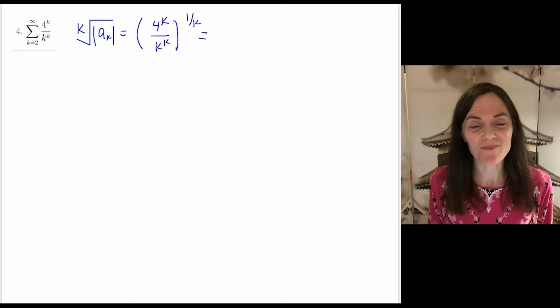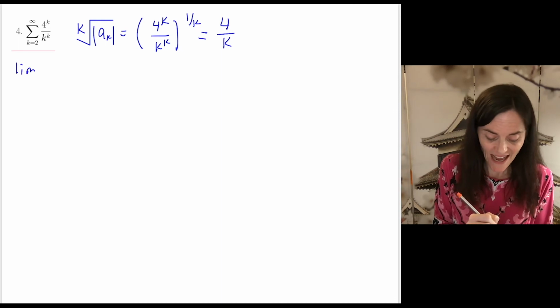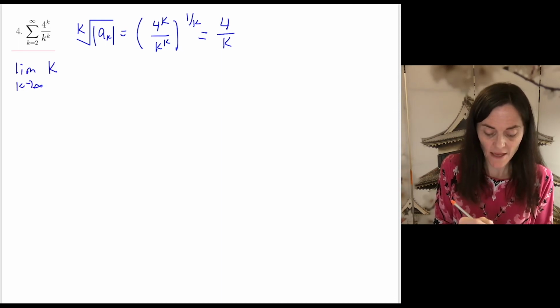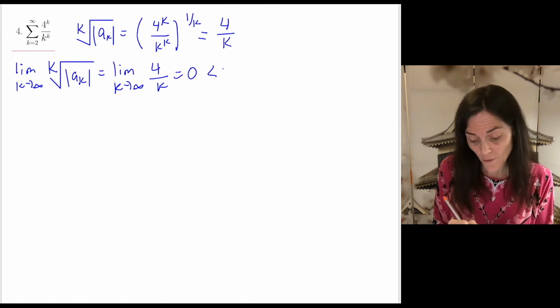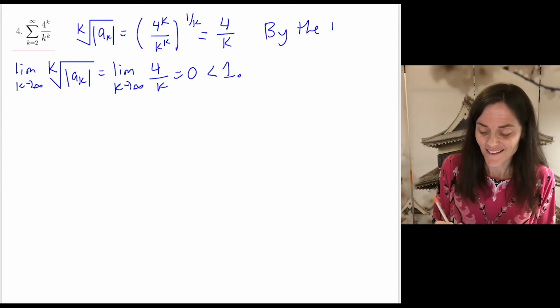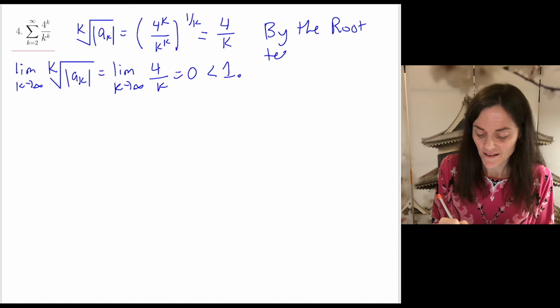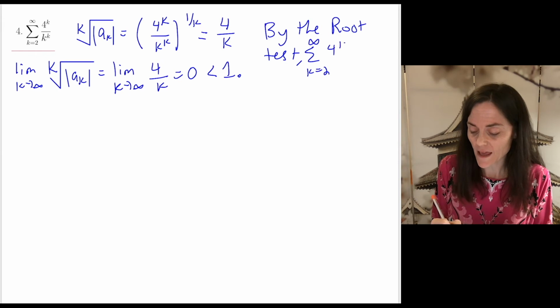We use properties of exponents. This is 4 over k. Then I take a limit as k goes to infinity of the kth root of the absolute value of a_k. And this is the limit as k goes to infinity of 4 over k. This limit is 0, which is less than 1. Okay, great. Now, quote the test. By the root test, this series, k equals 2 to infinity of 4 to the k over k to the k, converges.